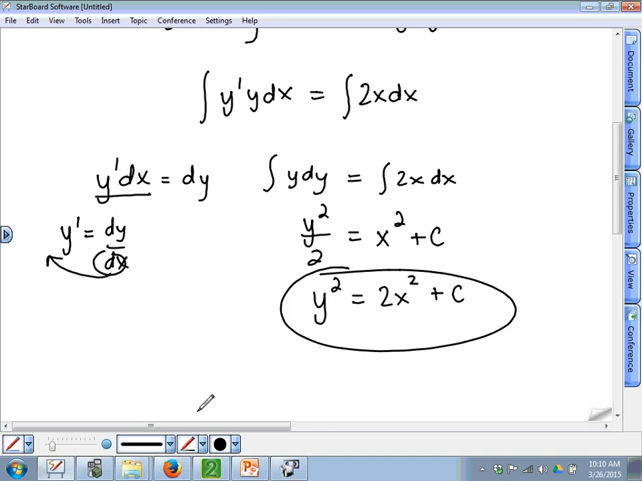Because how do you know once you found the solution? There's no more y prime. Is there any y prime in there? So that's your solution. That's called separation of variables. The point is to get rid of y prime. We've gotten rid of y prime, so that's our solution.